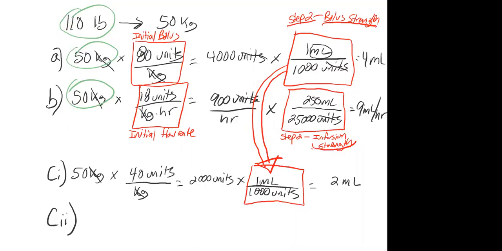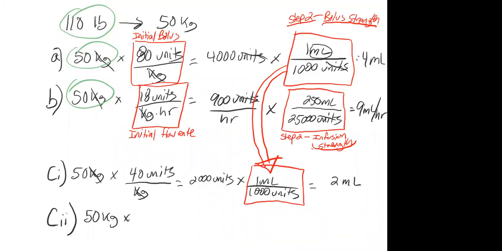Correct. Once we accounted for the patient's weight. Okay, so got you. So if it tells me in the protocol to increase the rate by 2 units per kilogram per hour, and I started with 18, I'm just going to add 2 to that. So what would be my new units per kilogram per hour if I add 2 to 18? It's going to be 20 units per kilogram per hour. You got it. So that's what I'm going to do.